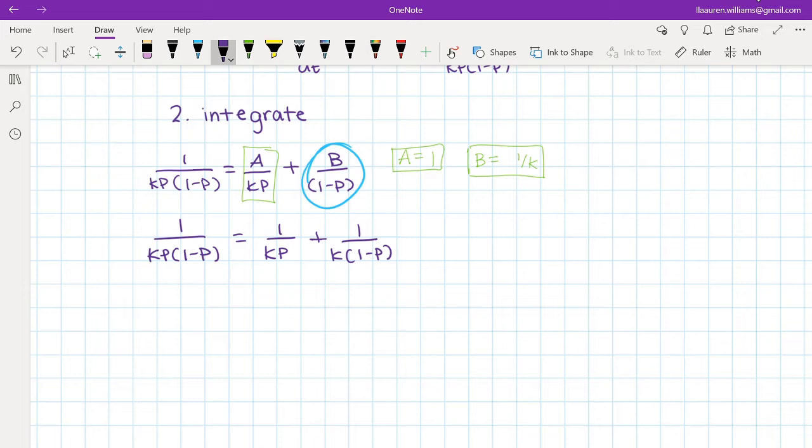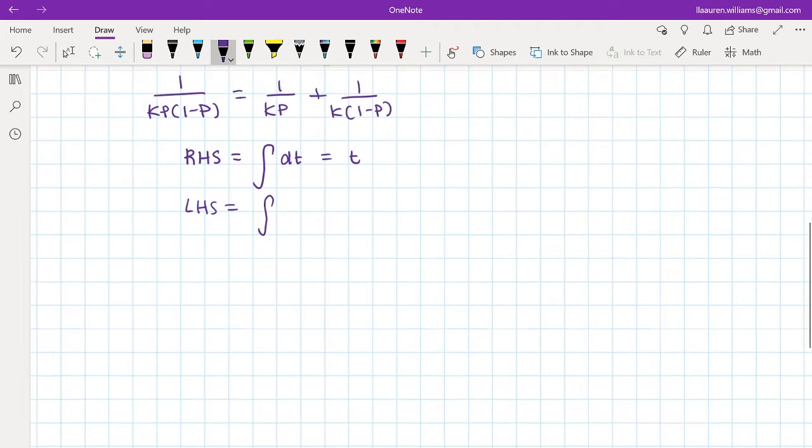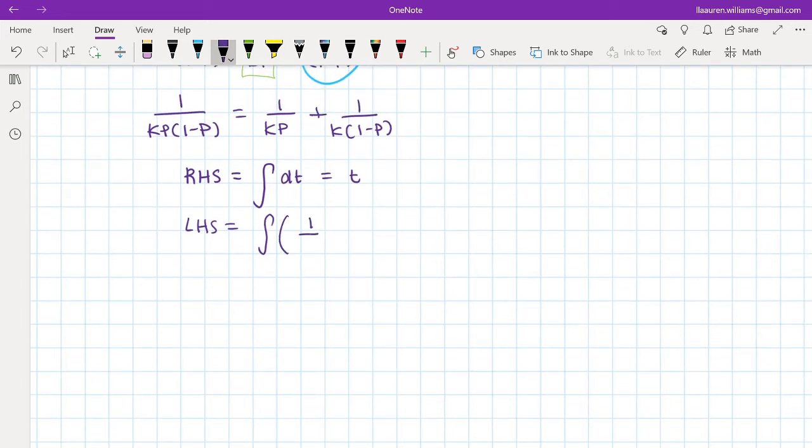So we're going to do the integration in two separate steps. We'll do the right-hand side first and then the left-hand side. So the right-hand side is the integral of dt. This is just equal to t. And then the left-hand side is equal to the integral of what we have above, so 1 over kP plus 1 over k(1 − P) dP.